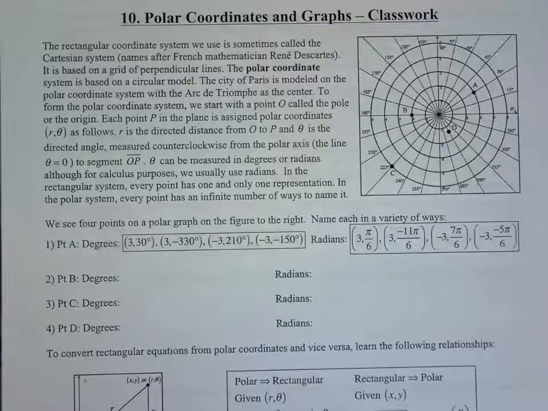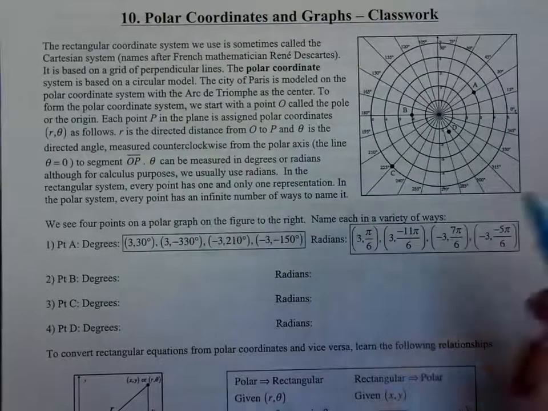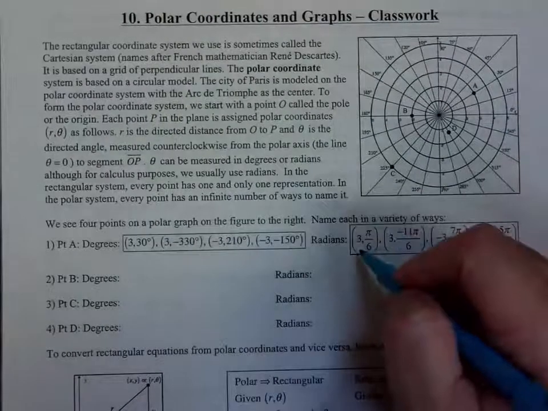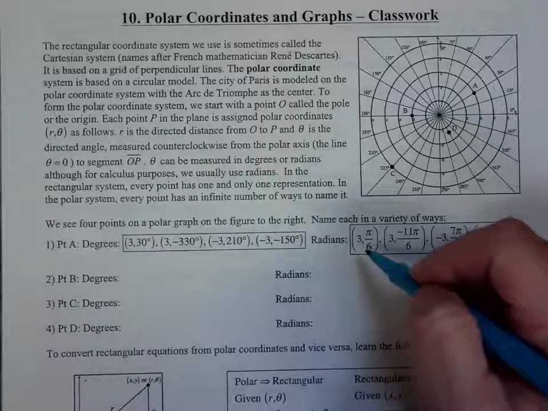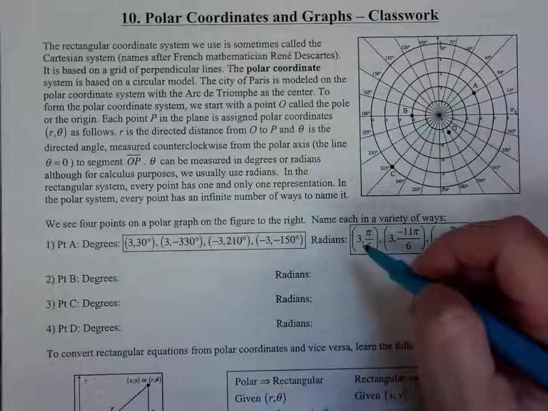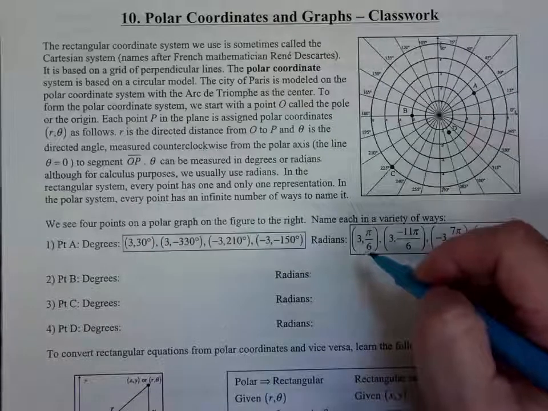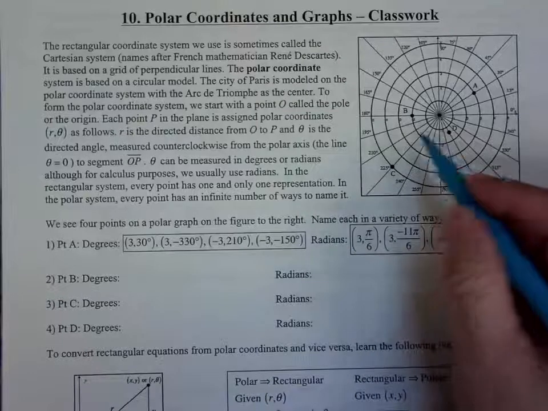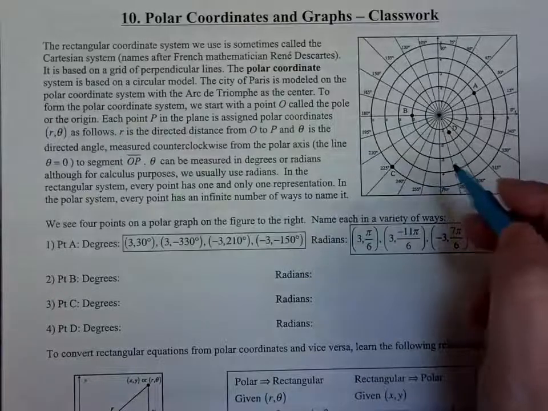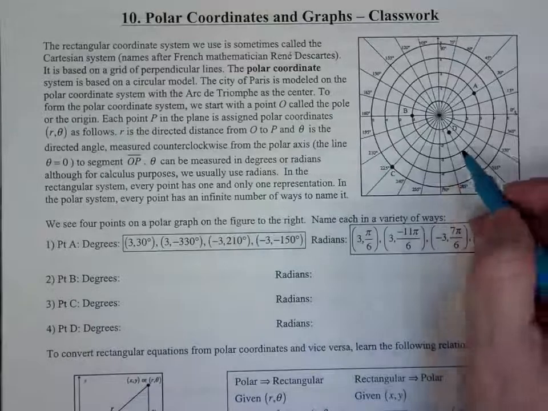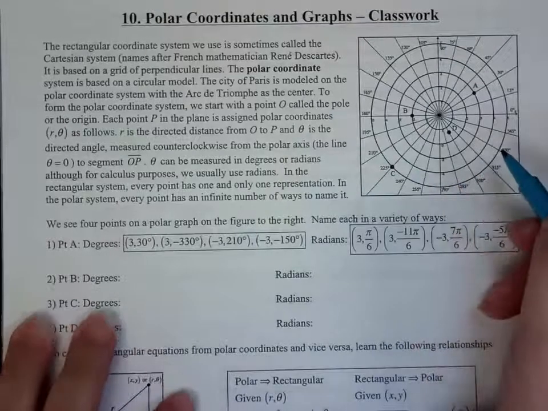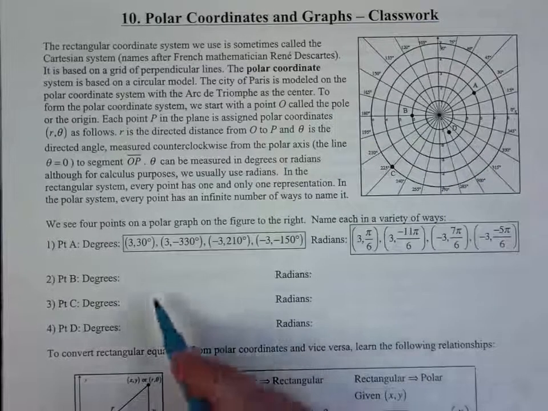So, the polar coordinate system is based on concentric circles. The two numbers in the parentheses are r and theta. R represents what? Do you remember? Radius of the circle, and theta is the angle that you go out to get to that point. Okay? So, let's review real quickly how to find the coordinates in both degrees and radians.